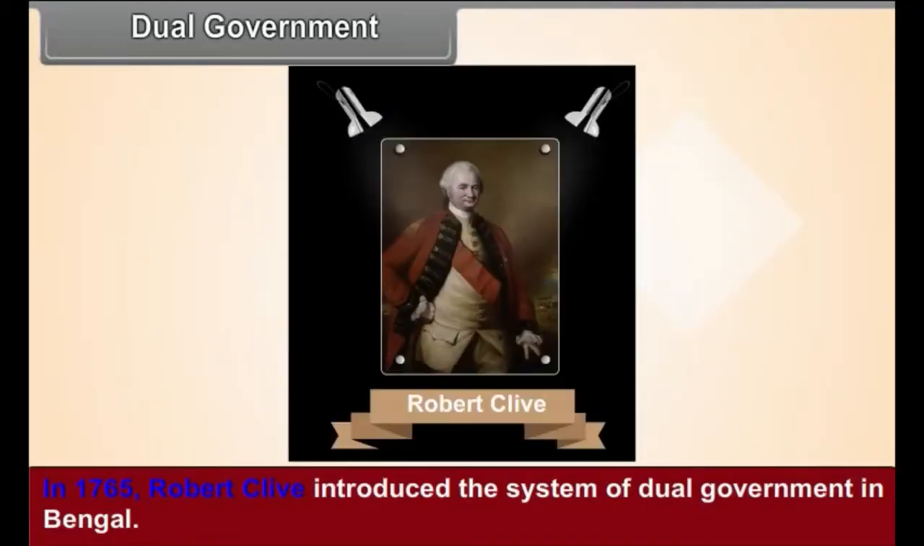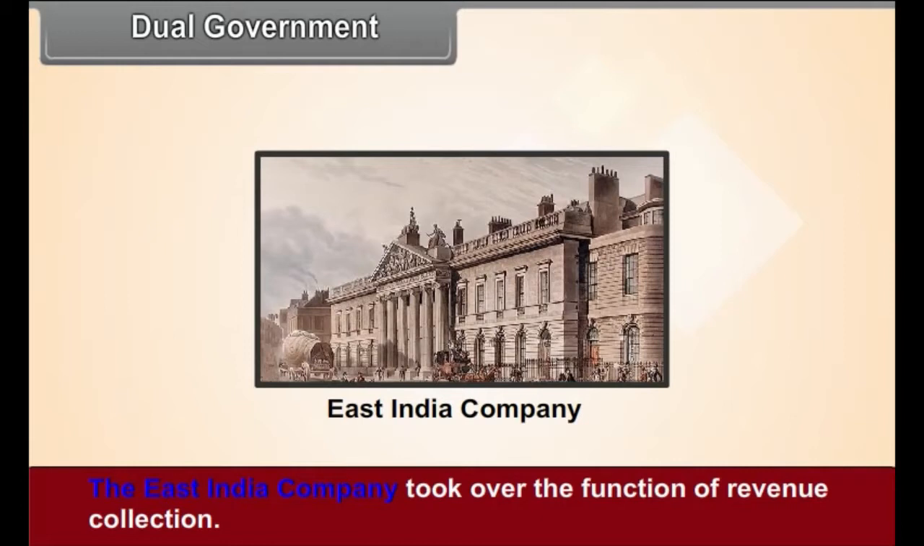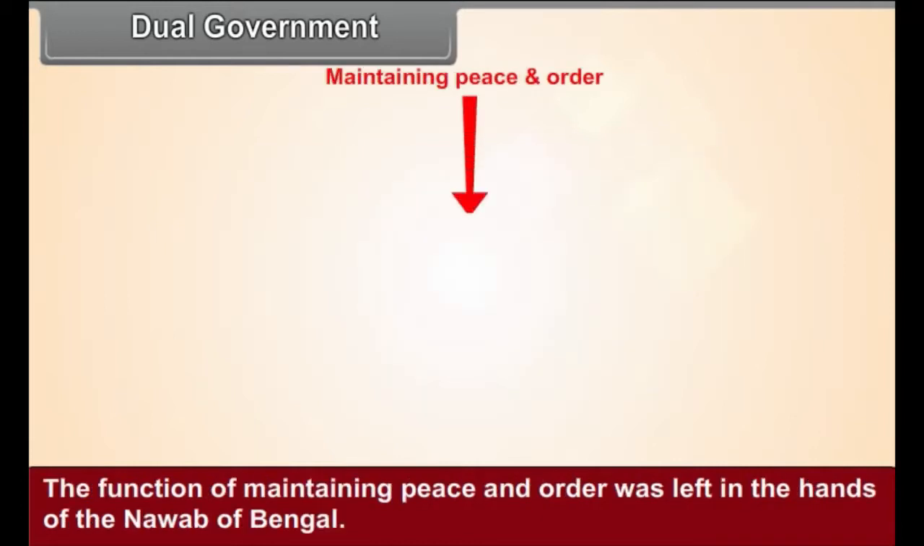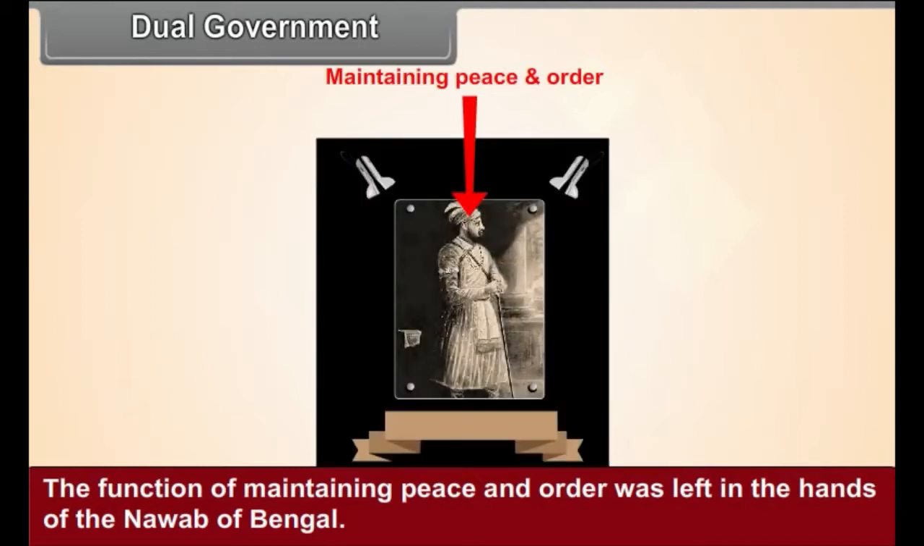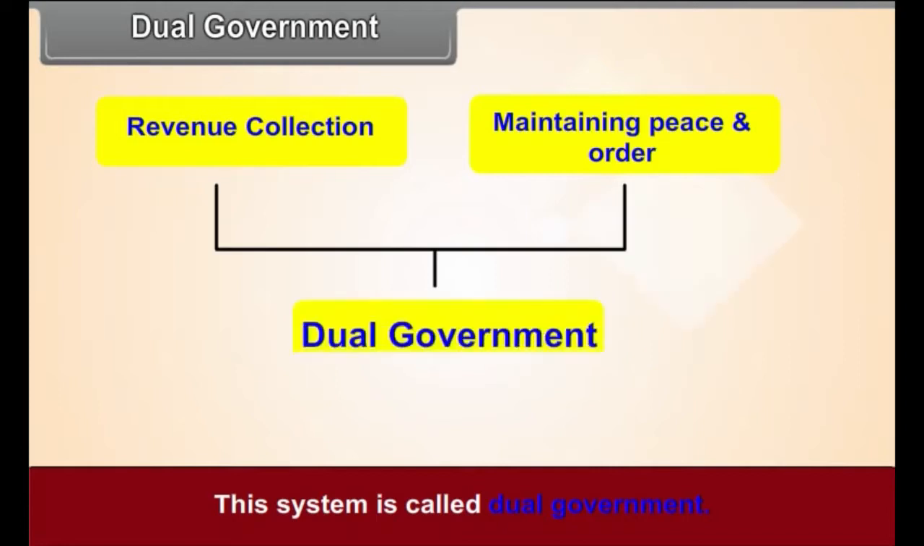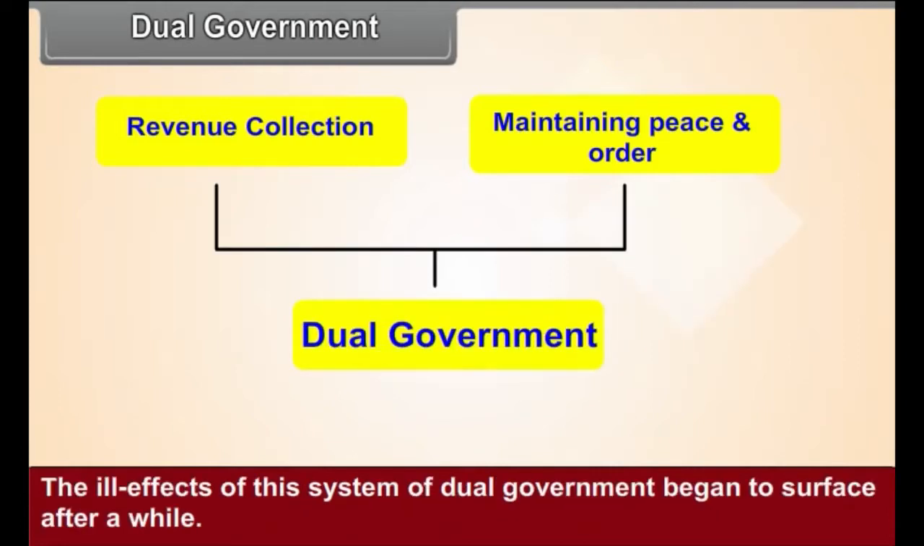Dual Government. In 1765, Robert Clive introduced the system of dual government in Bengal. The East India Company took over the function of revenue collection. The function of maintaining peace and order was left in the hands of the Nawab of Bengal. This system is called dual government. The ill effects of this system of dual government began to surface after a while.